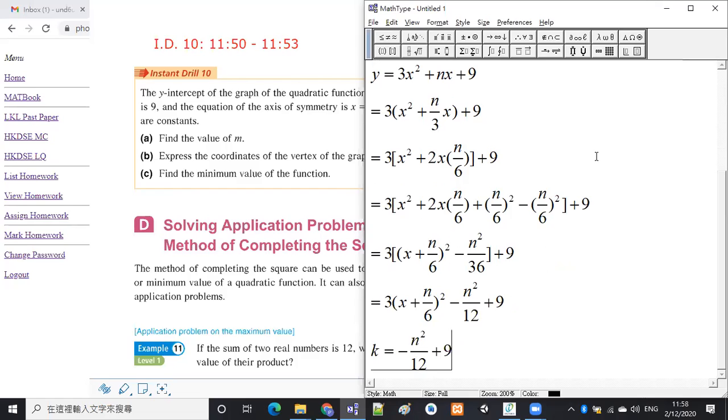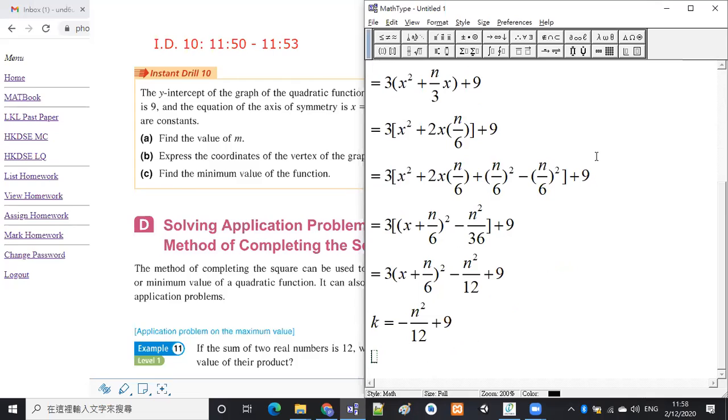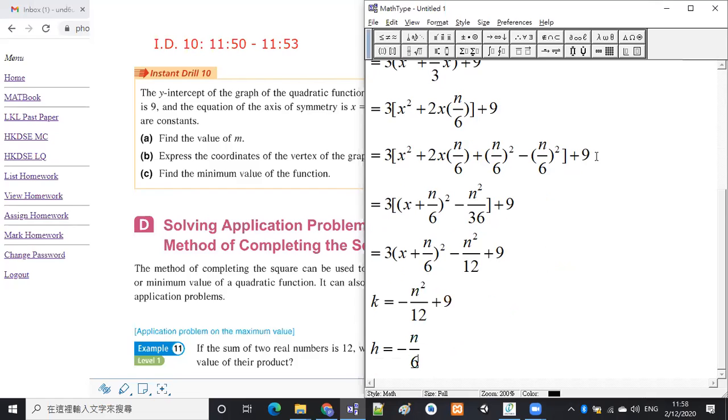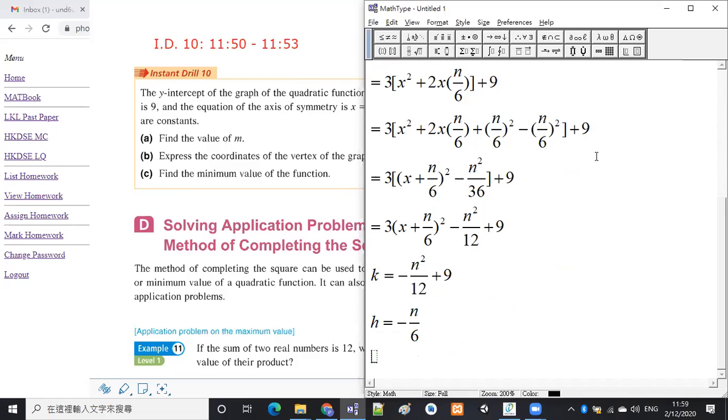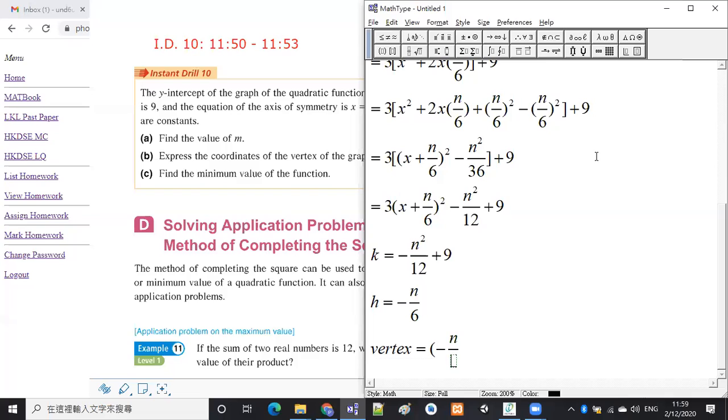Okay? And then the h value will be, when we put x plus n over 6 to be 0, then x will be negative n over 6. So the h value will be negative n over 6. All right? Which means that the coordinates of the vertex will be negative n over 6 and negative n squared over 12 plus 9. So that is like this. That is the answer of part B.